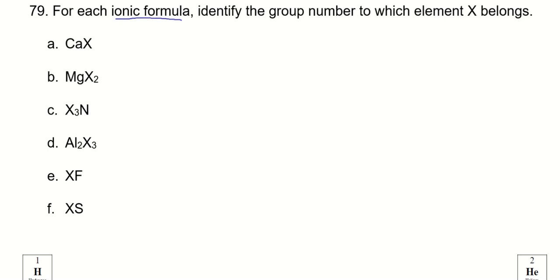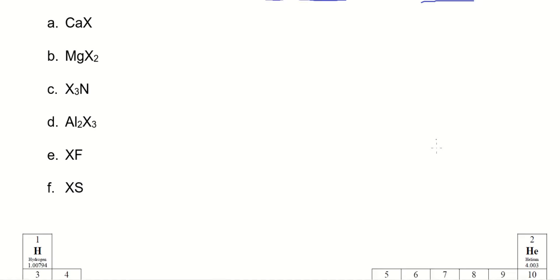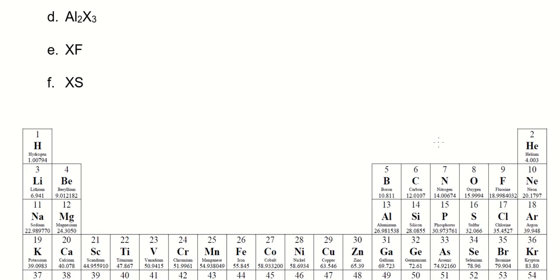For each ionic formula, we're going to identify the group number to which element X, some fictitious element, belongs. Ionic compounds are binary compounds made up of cations. Group 1 elements are going to form 1 positive cations, group 2 elements form 2 positive cations, and group 13 is going to form 3 positive cations. That all has to do with the number of valence electrons they're going to lose.